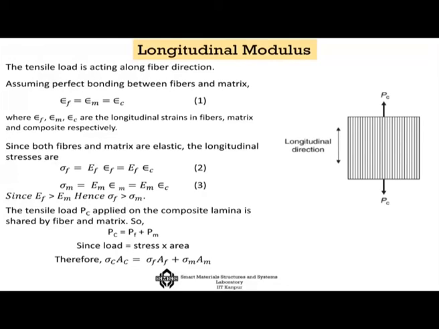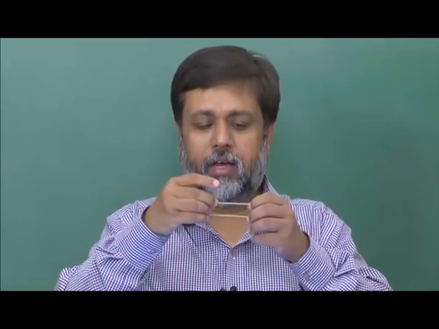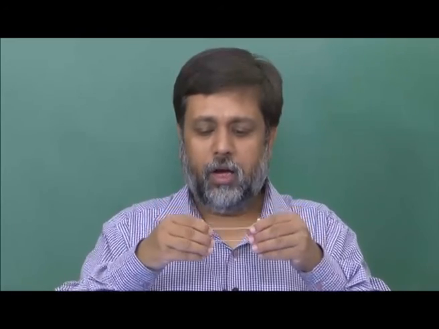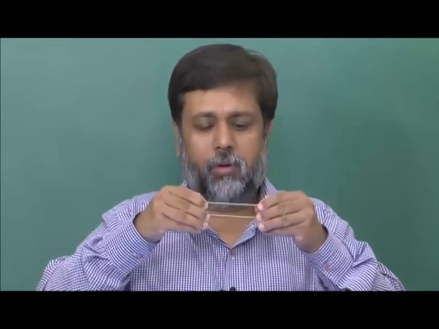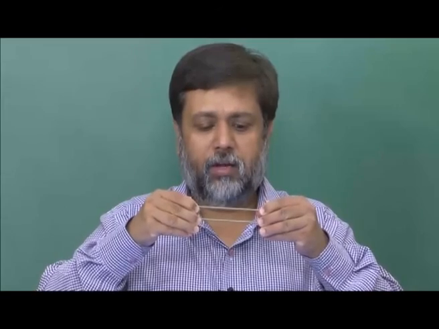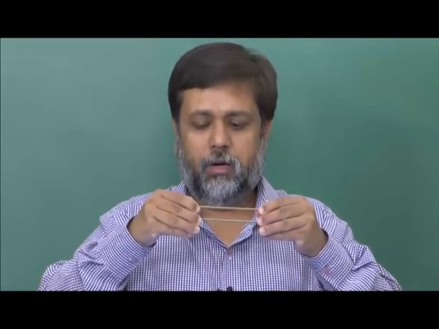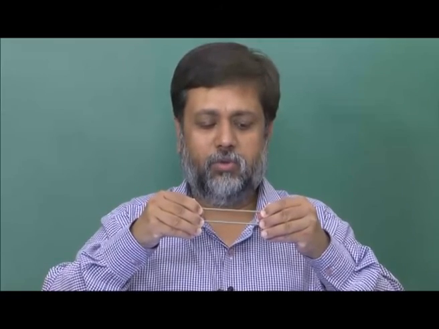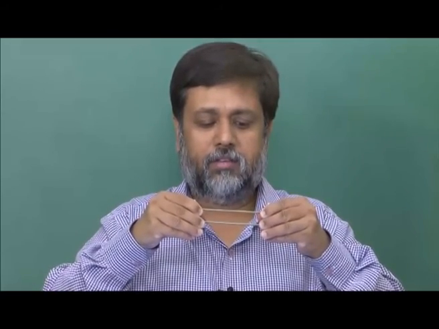If we look at a similar analogy, you can consider a fiber as a spring and the matrix as another spring. This is a parallel model for the longitudinal modulus. If I apply a load on the system, the load is shared by the two, but the same strain is seen in the matrix as well as the fiber. That is the assumption in this case.